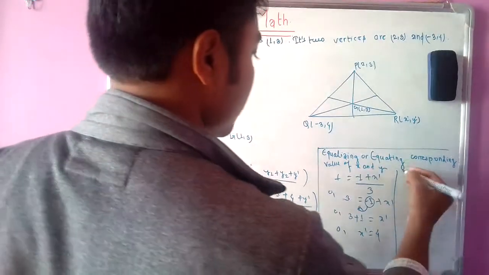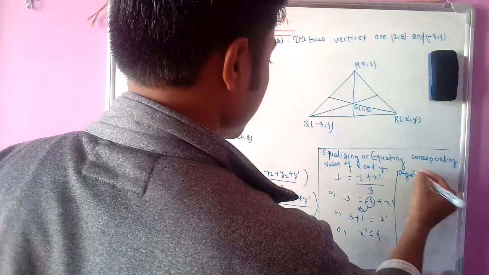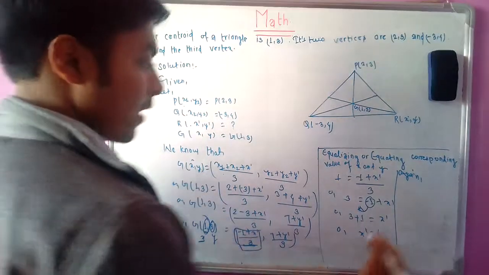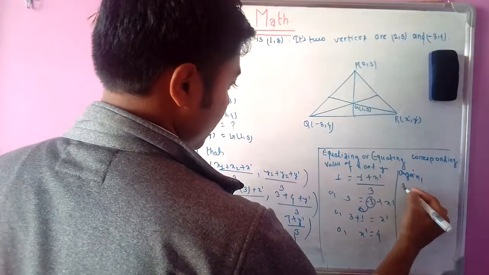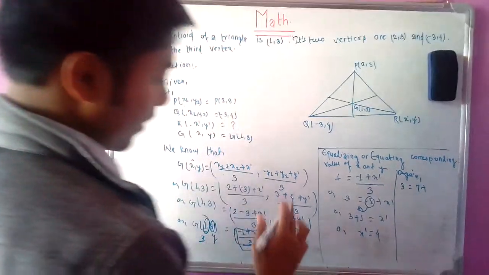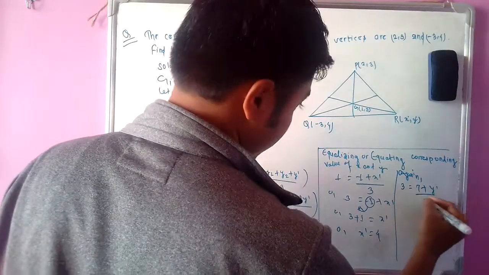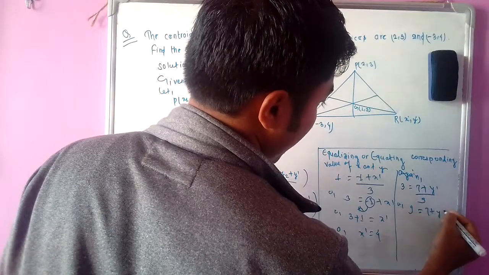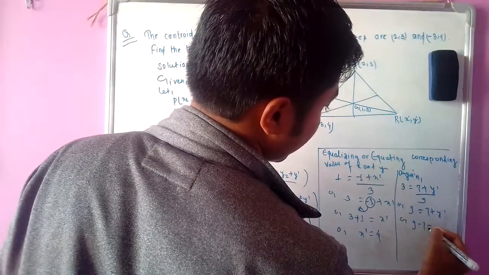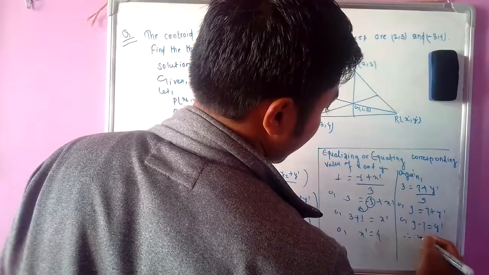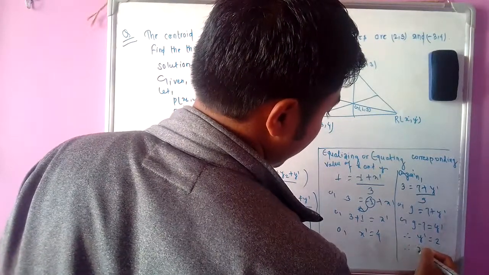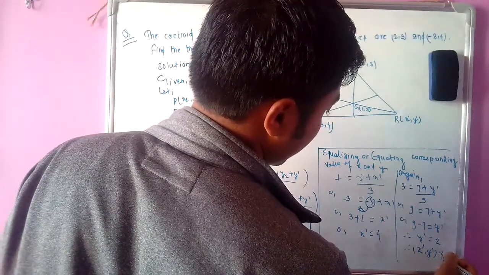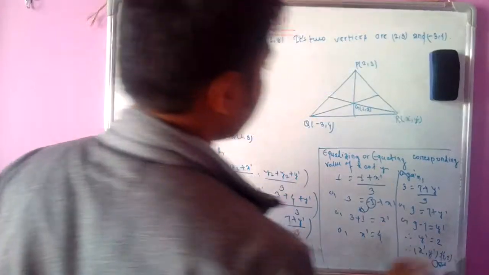In the same way, y is 3 and its value is (7 + y bar) by 3, so 9 equals 7 plus y bar, or 9 minus 7 equals y bar. Therefore y bar equals 2. Therefore the third vertex of the triangle is (4, 2), and this is the answer.